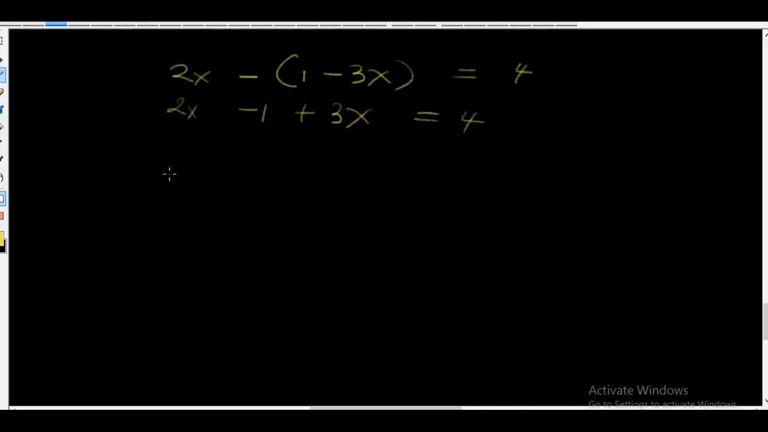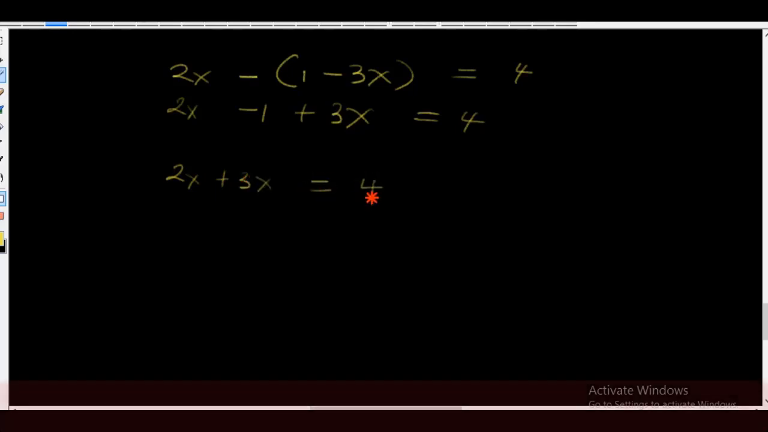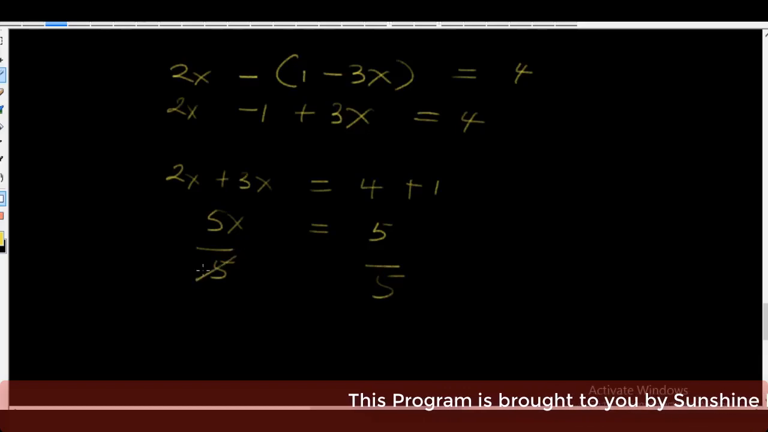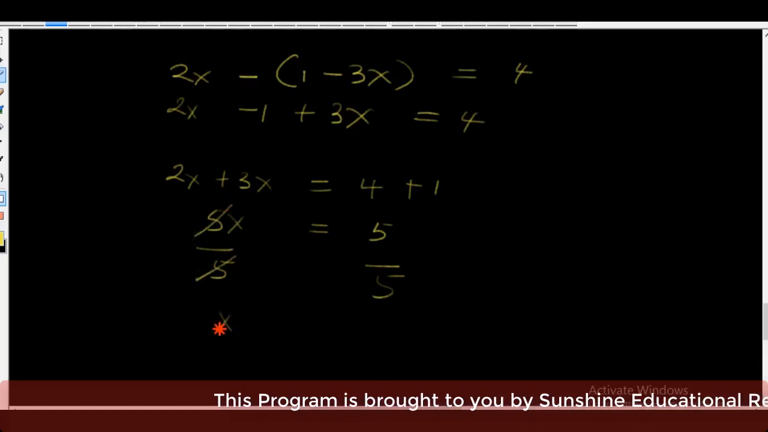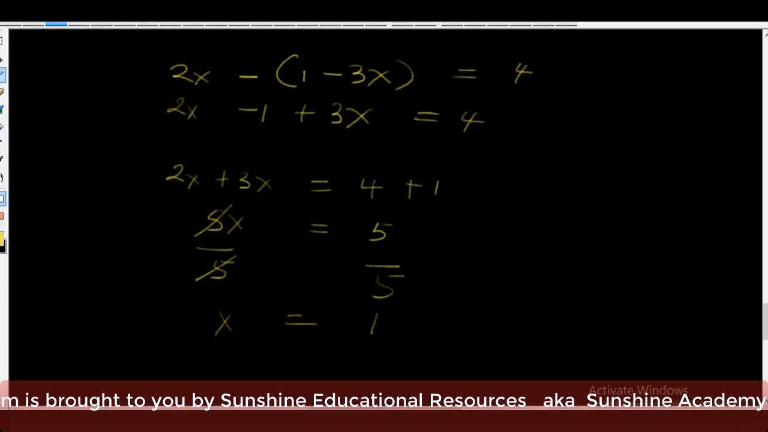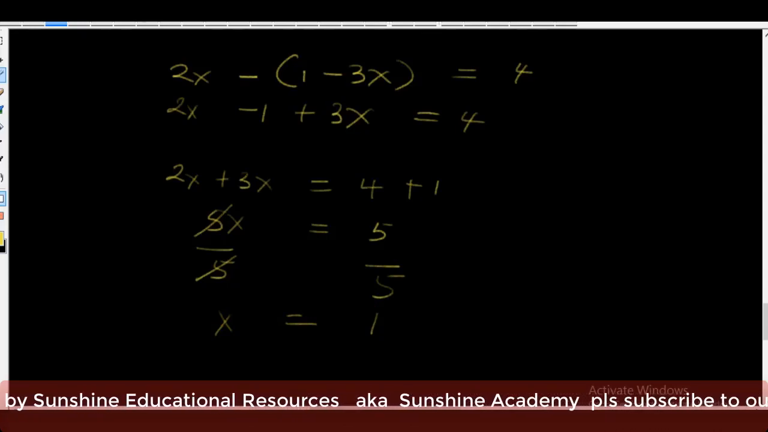So bring the like terms together. 2x plus 3x is equal to 4 plus 1. 2x plus 3x is equal to 5x, is equal to 4 plus 1 is 5. So divide both sides by 5. We cancel this. So x is equal to 5 over 5 is equal to 1. So x is equal to 1.